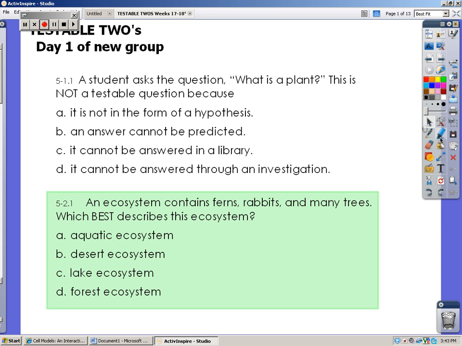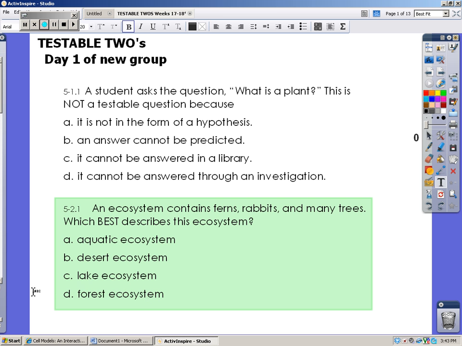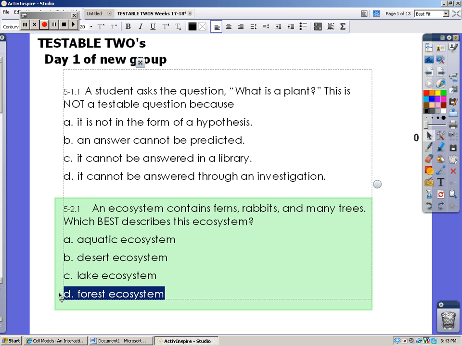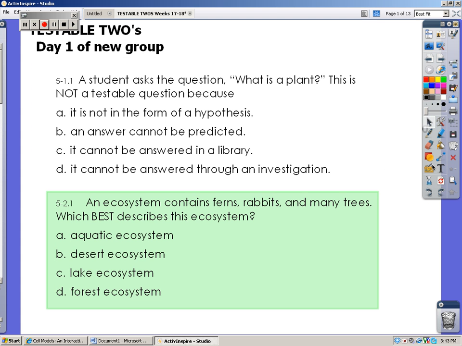It would be best defined as a forest ecosystem because a forest ecosystem is one that has ferns in the base of it, a lot of trees. You might even find some rabbits, but a desert is certainly not going to have things like trees and ferns. Aquatic and lake ecosystems are water-based ecosystems. Aquatic is the name for any water ecosystem, and a lake is an example of a water-based ecosystem. So D for that one is the best answer, forest.